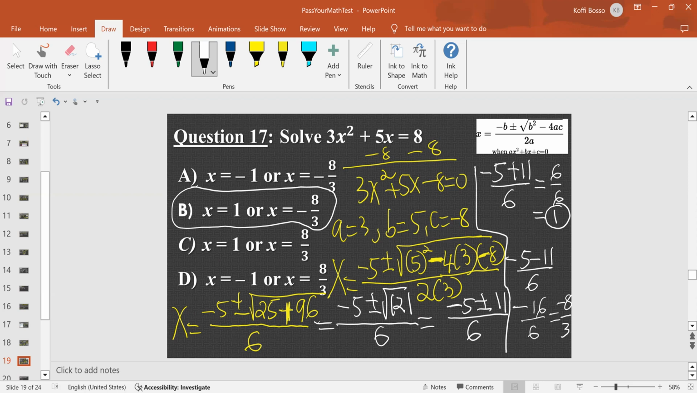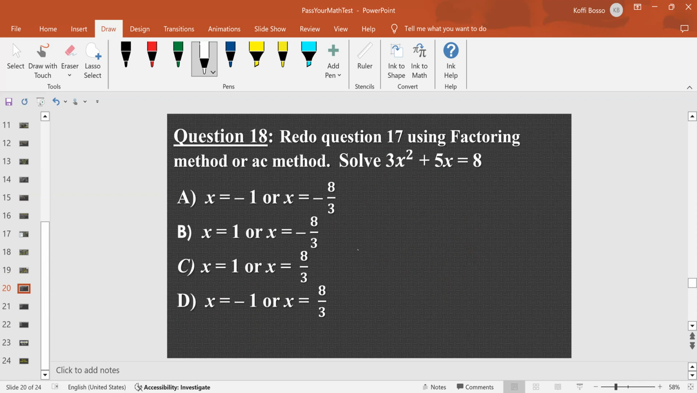Okay, let's continue. Question 18. So, question 18 is to redo question 17 using the factoring method or AC method. That means what? Here, again, to find the value of x using the AC method, we need to make one side 0. So the equation will be like we did on the other side, 3x squared plus 5x minus 8 is equal to 0.